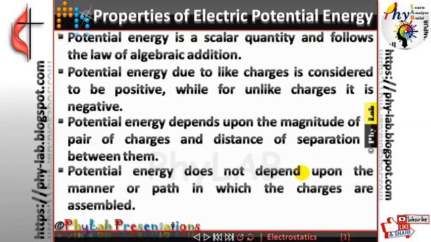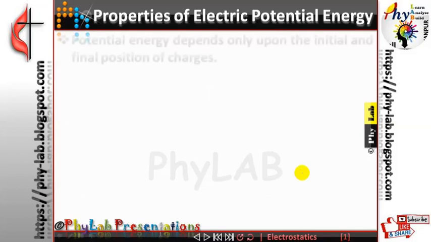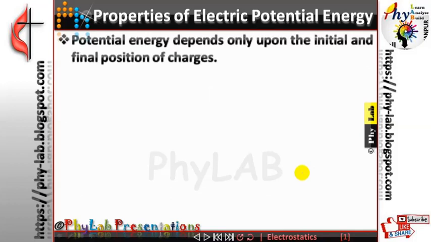Now potential energy does not depend upon the manner in which you have assembled the charges or the way you have brought them to those two points. It only and only depends upon the initial and final position. So potential energy depends upon the initial and final position of the charges. It is independent of the manner in which you are assembling the charges.